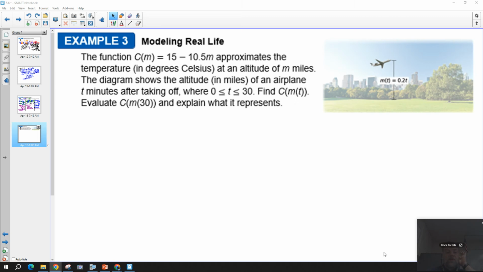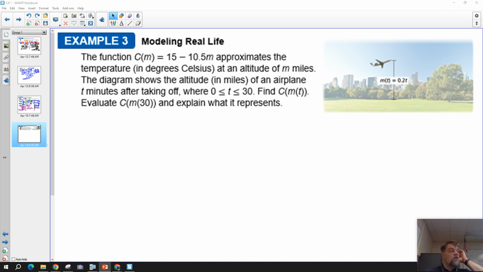All right, so now for this one, it says the function C of m equals 15 minus 10.5m approximates the temperature in degrees Celsius at the altitude m miles. So the capital C is for Celsius, and in this particular case, the temperature is dependent upon the altitude in m miles. All right.